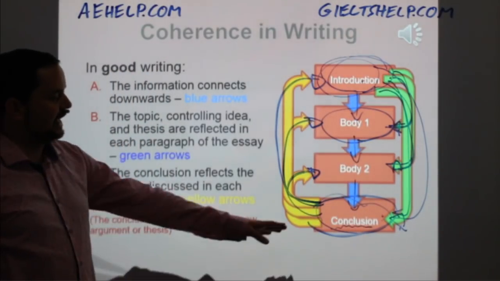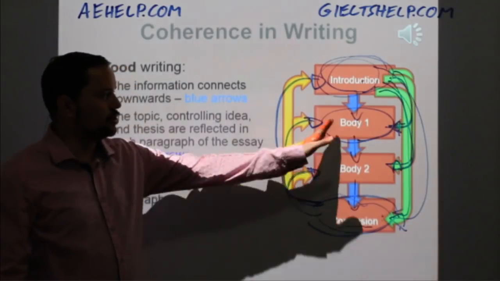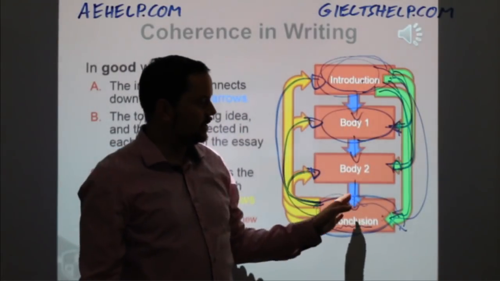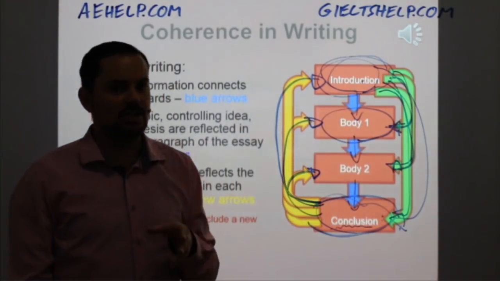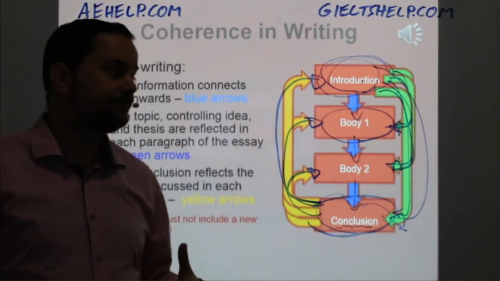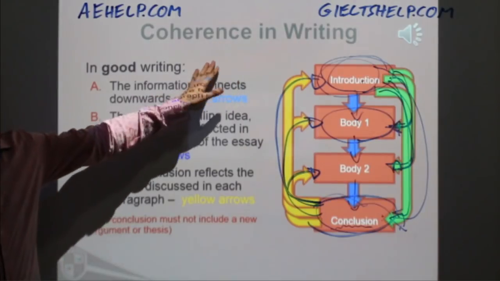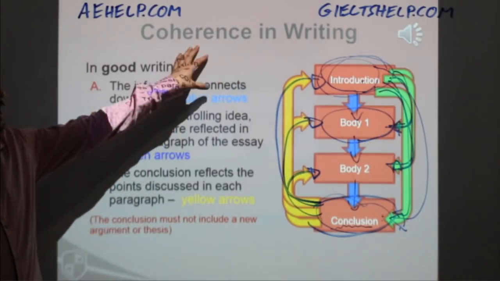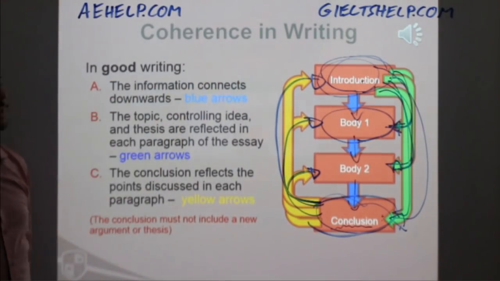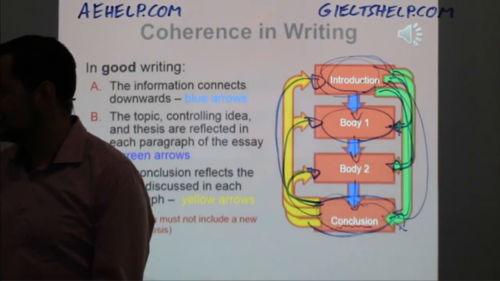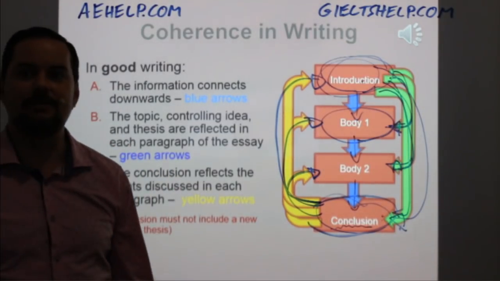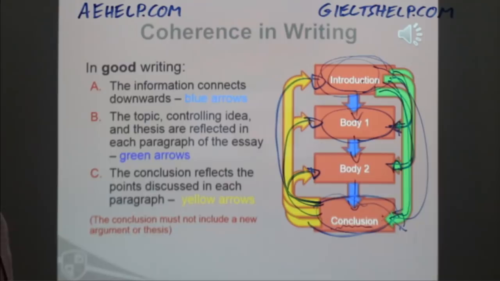Okay? If I can't see the connection from the conclusion to your previous paragraphs, and I'm talking about the information here, then that means that there's a lack of coherence in your essay. All right? It's not as clearly connected as it should be. Does that make sense? Ladies and gentlemen, does that make sense?